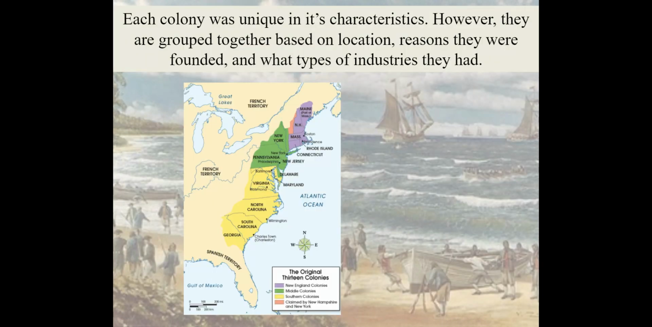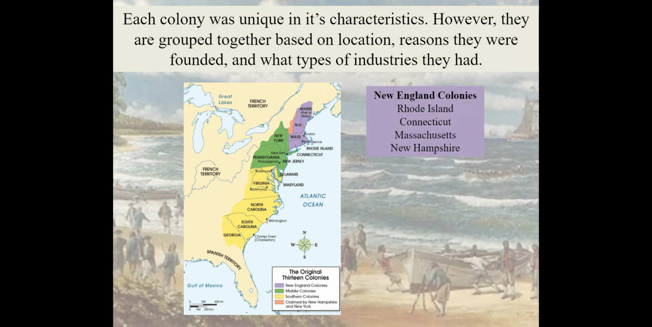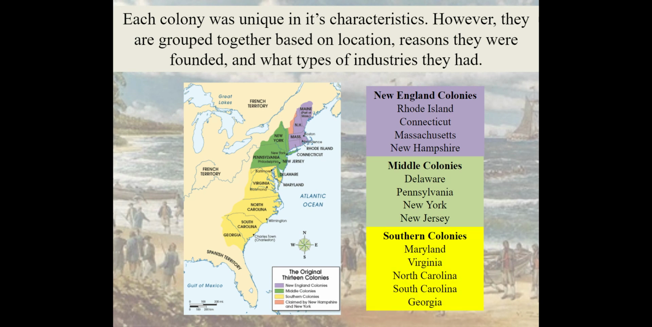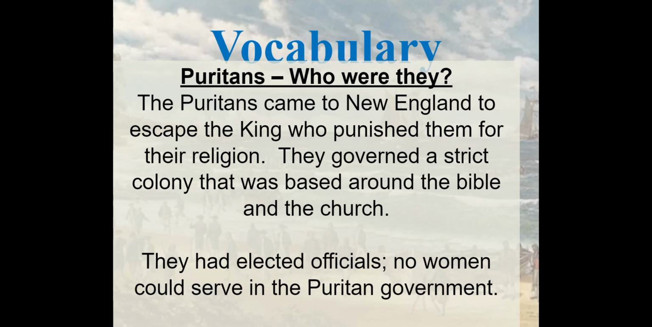Excellent. Okay, each colony was unique in its own characteristics. However, they are grouped together based on location, reasons they were founded, and what types of industries they had. New England colonies: Rhode Island, Connecticut, Massachusetts, and New Hampshire, all of the purple. Middle colonies: Delaware, Pennsylvania, New York, New Jersey, all of the green. Then southern colonies: Maryland, Virginia, North Carolina, South Carolina, Georgia, all of the yellow. Excellent.